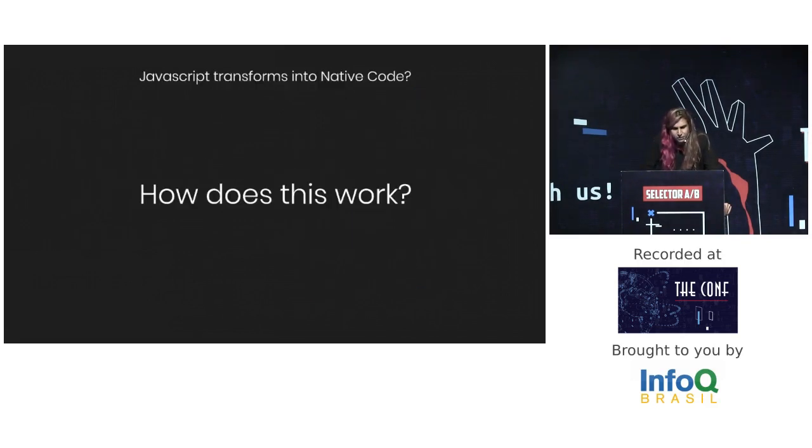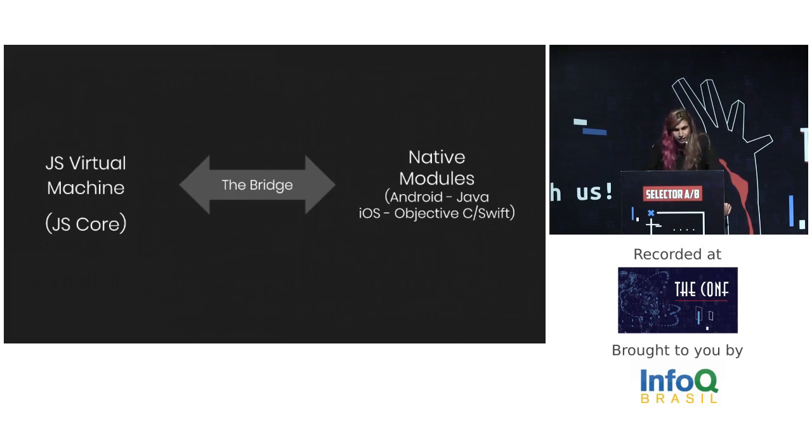So, JavaScript transformed into native code? Not exactly transformed into. You write your JavaScript and it communicates with the native components. How does this work? This behavior is achieved by using the bridge. But I'm not going to cover this in detail. It's a little beyond the scope of my topic, so I'll just summarize a little.